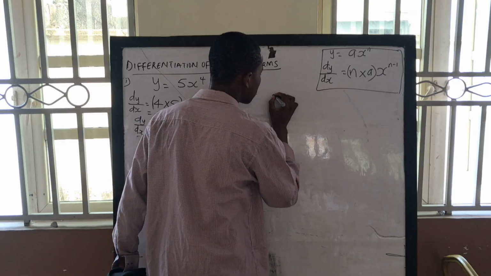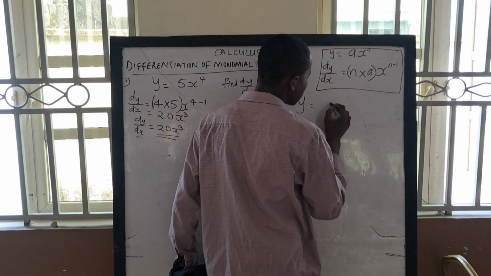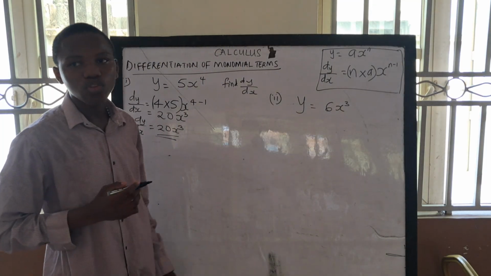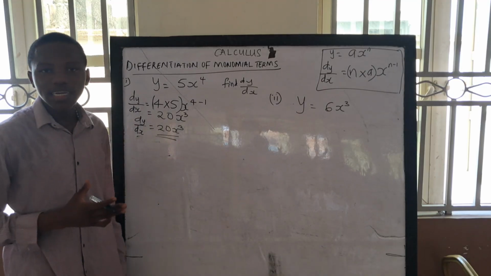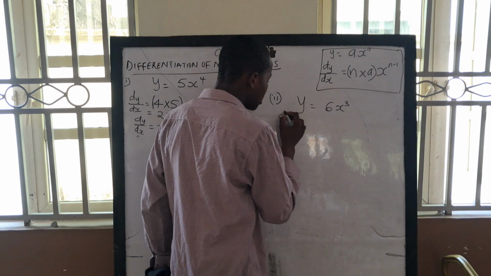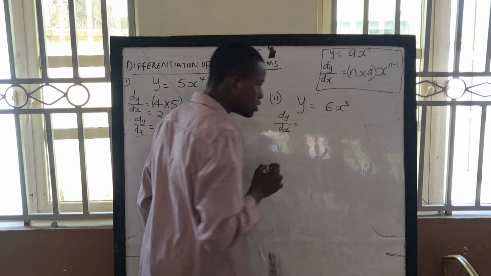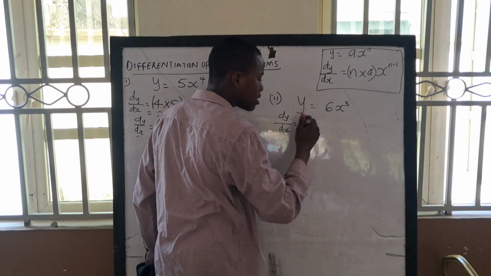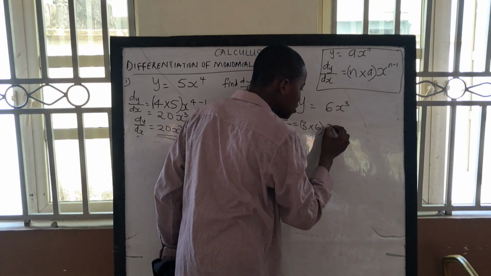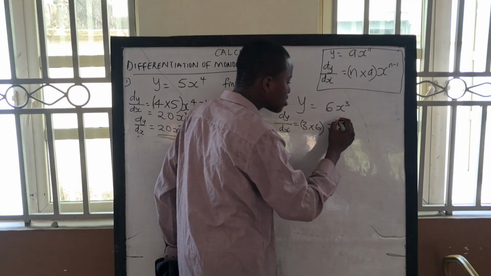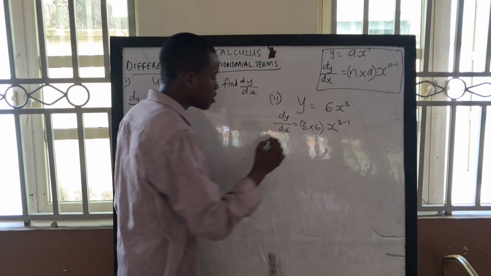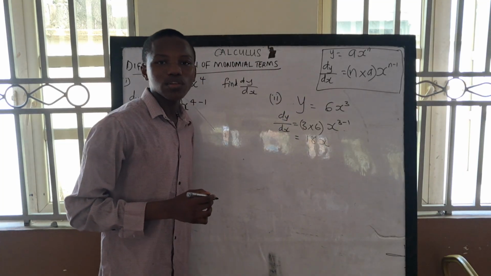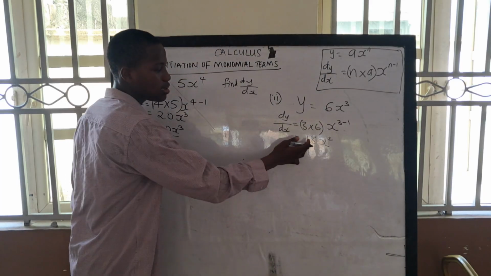Let's take another example. If you have y equals 6x cubed, and you ask me to find the gradient function of y, that means differentiate y with respect to x. That's dy dx. The power of my variable multiplies the coefficient, that's 3 times 6, x raised to power 3 minus 1. 3 times 6 is 18, and 3 minus 1 is 2. As you can see, 18x squared.